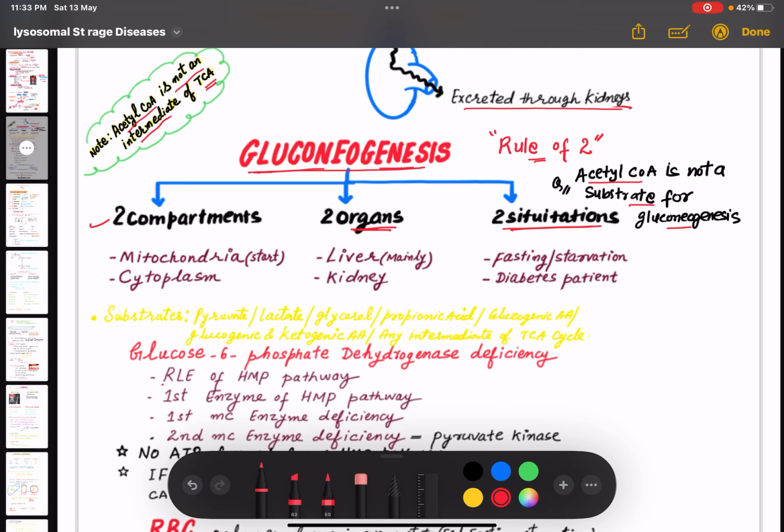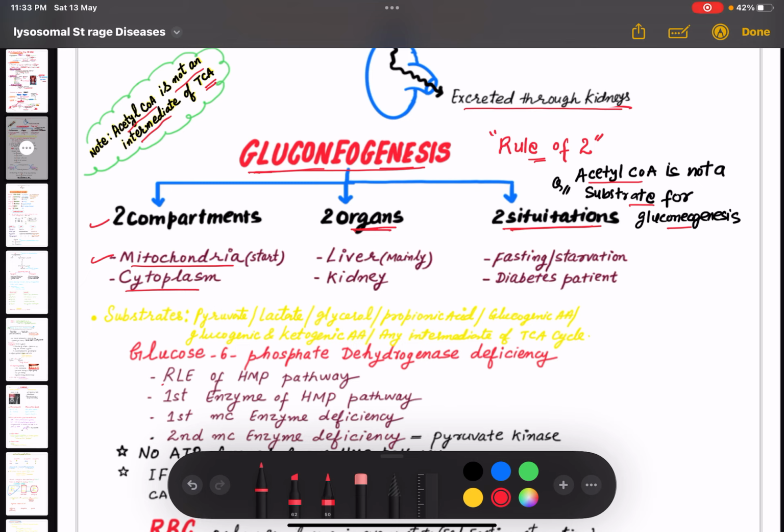In 2 compartments, that is mitochondria and cytoplasm. Remember, any pathway which occurs in 2 sites or in 2 compartments always starts from mitochondria. We will study further some pathways which occur both in mitochondria as well as in cytoplasm, but every pathway which occurs in 2 compartments always starts from the mitochondria.